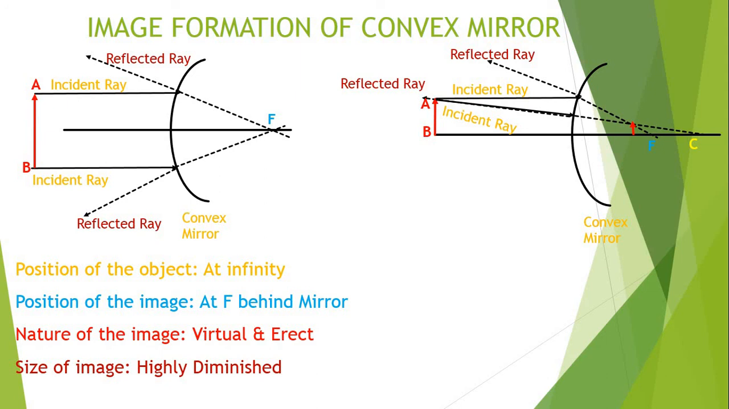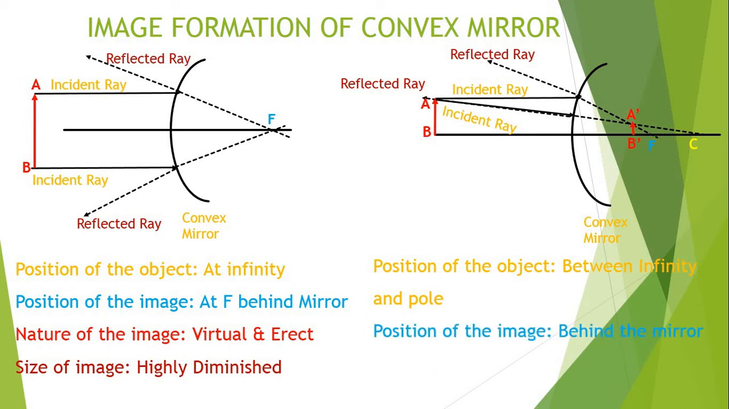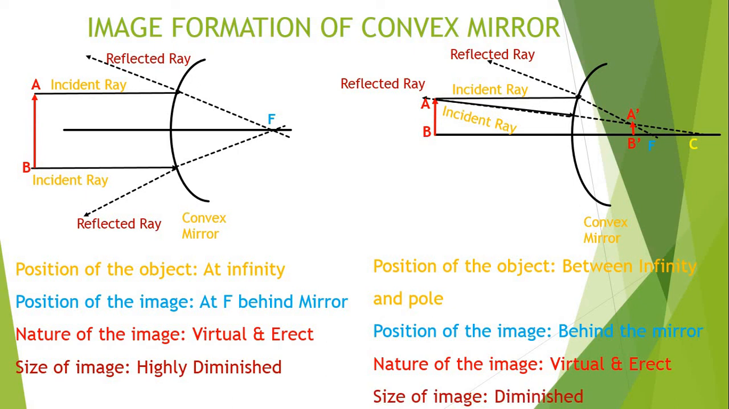So here whenever the position of the object is between the pole and infinity, the image is behind the mirror between the focus and the pole. The nature of the image will be virtual and erect. The image is formed above the principal axis, and the size of the image will be diminished. Compared to the previous one, the height here is a little bit increased, but it is still very small. In such a way you can understand the two cases of image formation by a convex mirror.